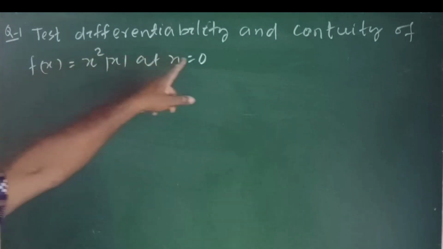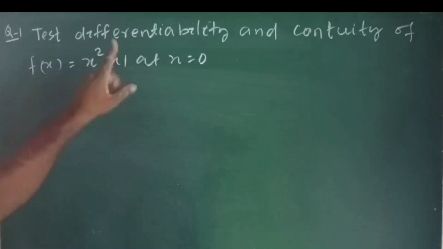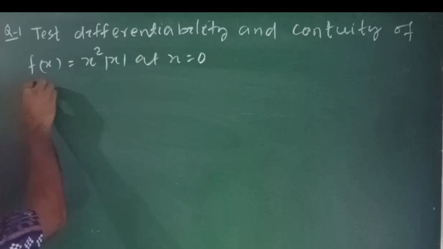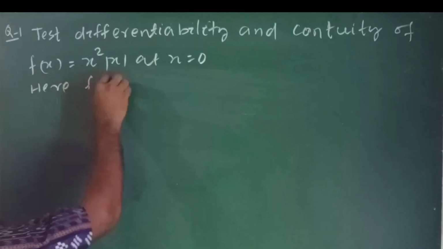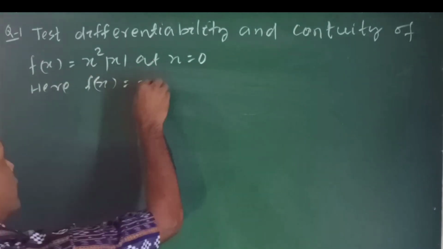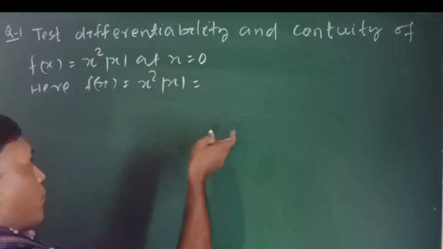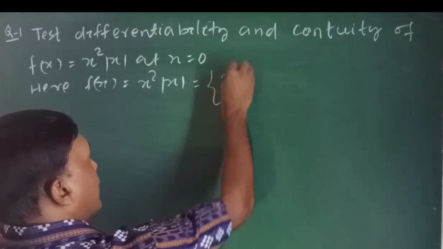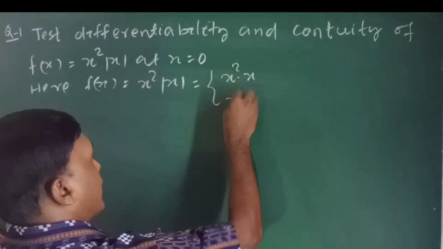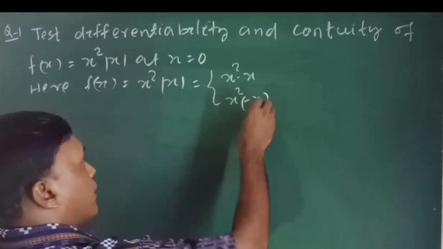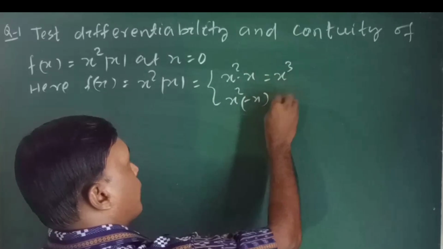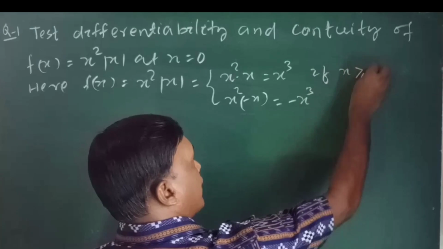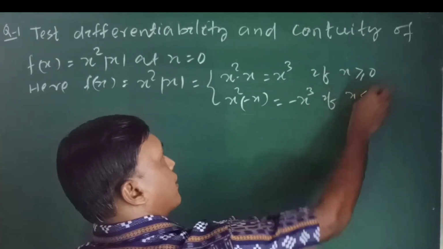Next, to test the differentiability and continuity of a function f of x is equal to x square into x mod at x is equal to 0. Now here the given function is x square into x mod. I have already said you have to expand the modulus function, that means this is x square into x or x square into minus x. This is x cube or this is minus x cube, when x greater than equal to 0 and this is x less than equal to 0.